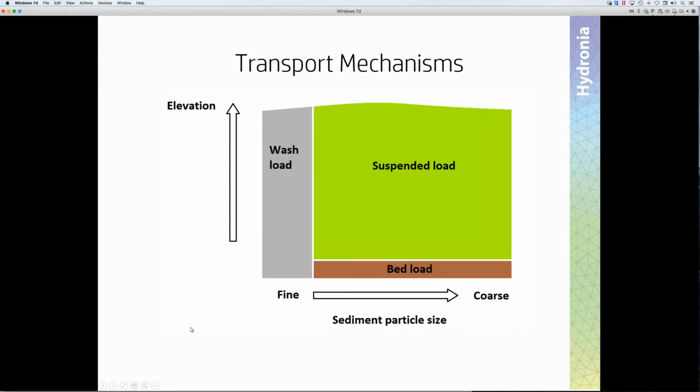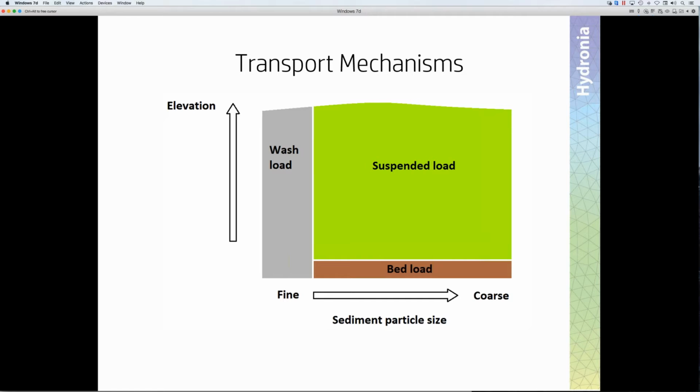Now, these transfer mechanisms are typically classified as wash load, suspended load, and bed load. Now, the wash load is that type of transport of very, very fine particles, and it typically does not interact with the bed, so it does not generate any sedimentation or erosion.